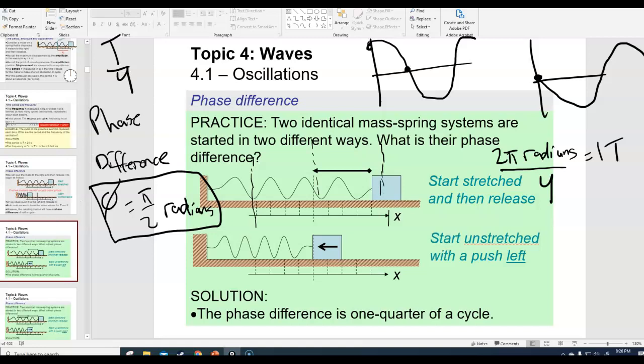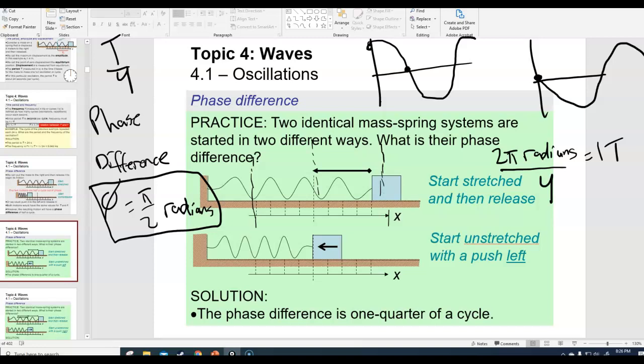Okay, so that's the idea of the phase difference. If you're thinking of the sine and cosine graphs, it's basically talking about the horizontal shifts between two different oscillations. Again, that's either in terms of the period or in terms of an angle in radians or degrees. I know there is a lot of information in this video.